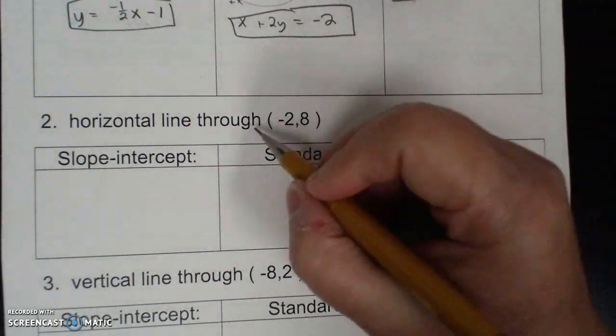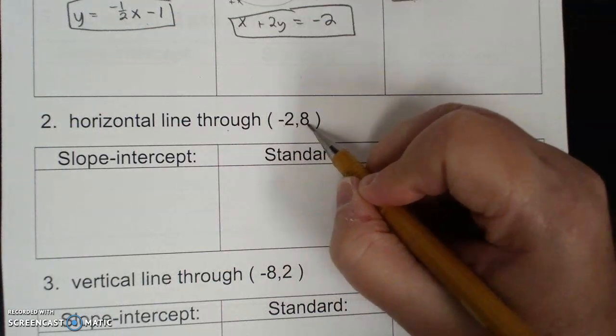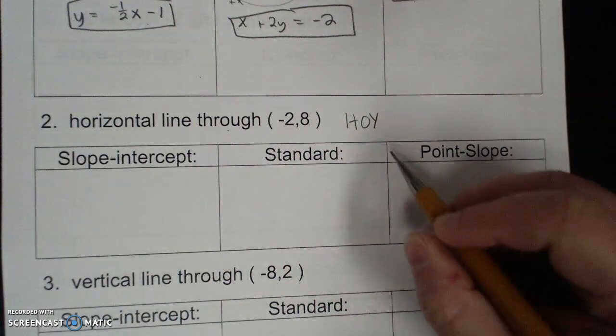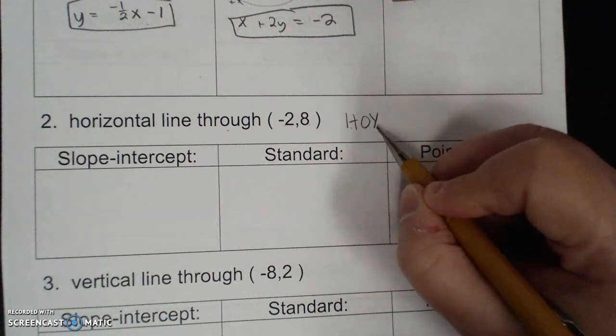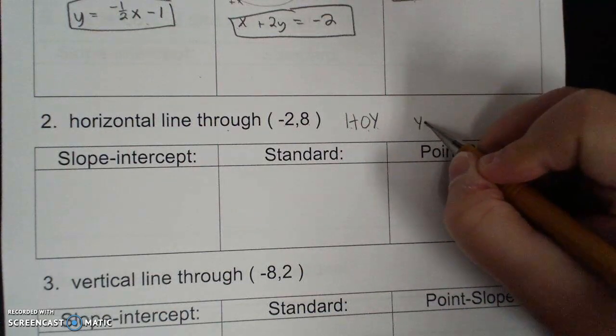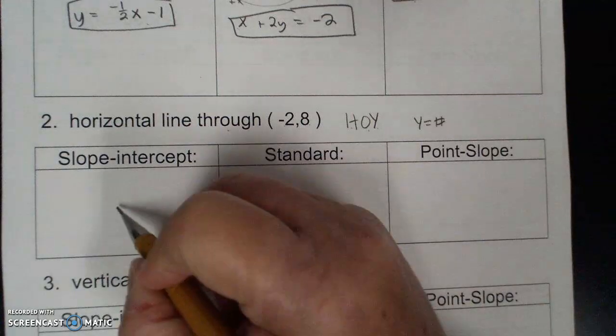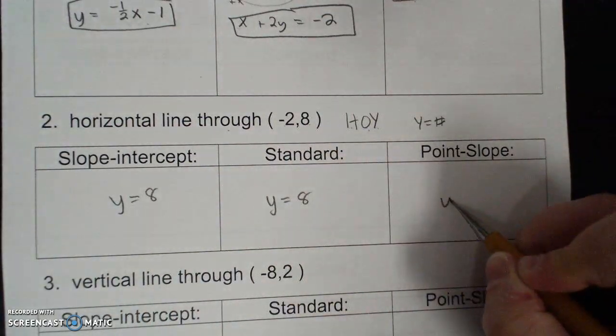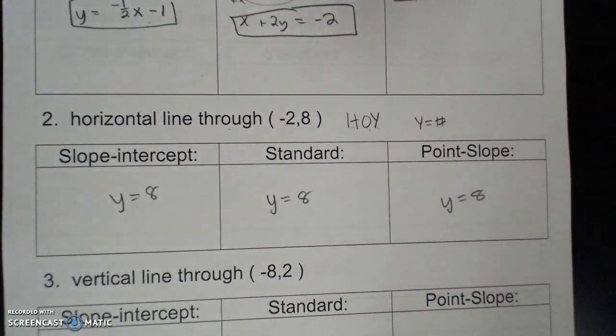Horizontal line through negative 2, 8. Anytime I see horizontal, I'm going to write that acronym, and that's y equals a number, and so y equals 8.